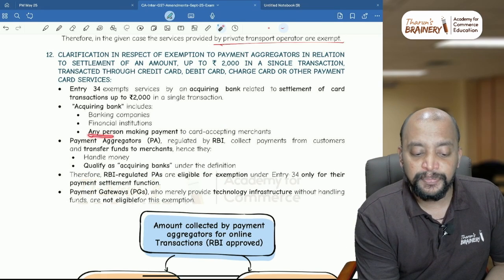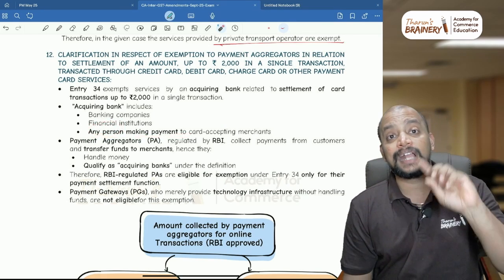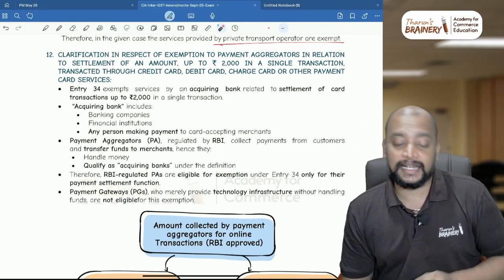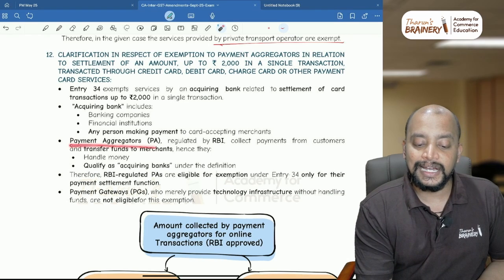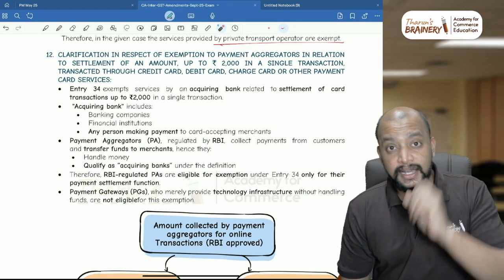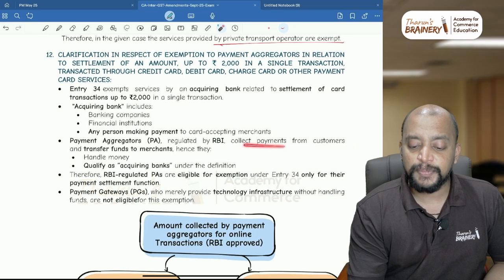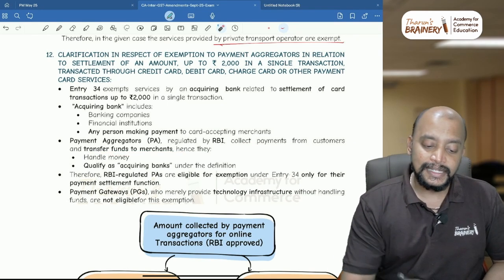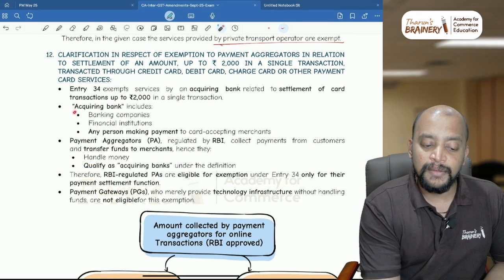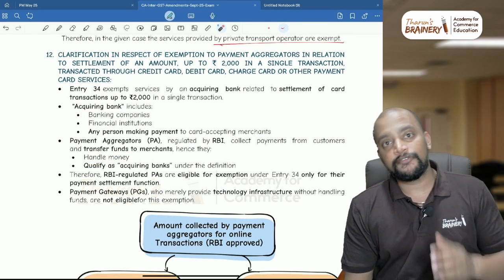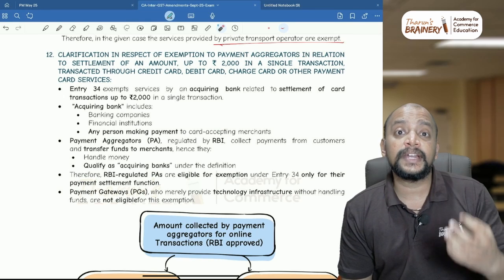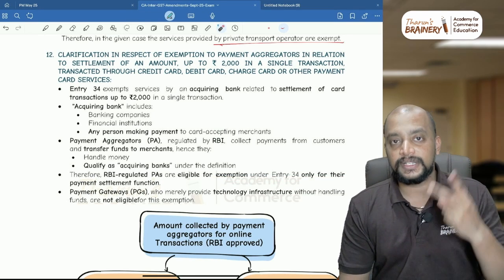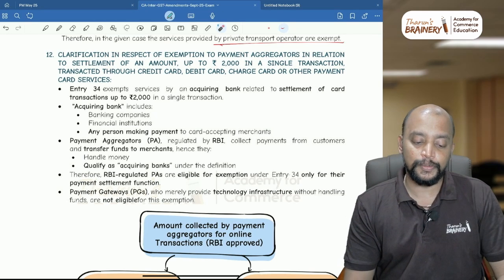Under this any person making payment to card accepting merchants, we have payment aggregators. Payment aggregators regulated by RBI collect payment from customers and transfer funds to the merchants. Hence they handle money and they will come under acquiring bank. Therefore RBI regulated payment aggregators are eligible for this exemption. Of course, the transaction should be up to 2000 rupees.